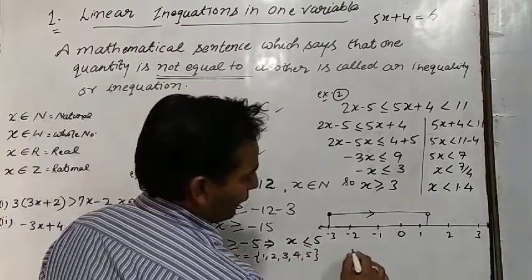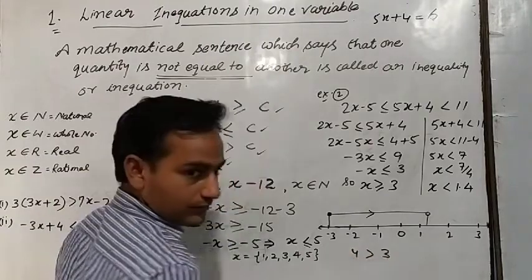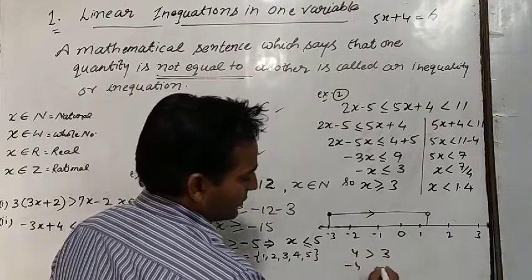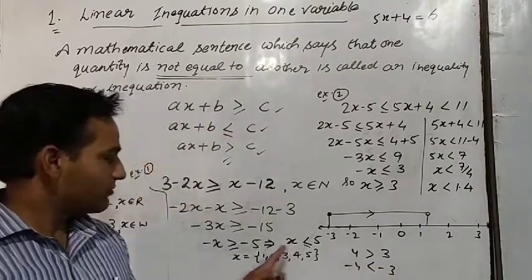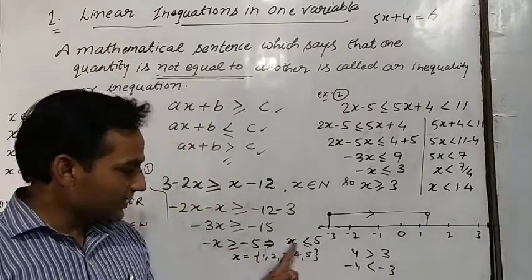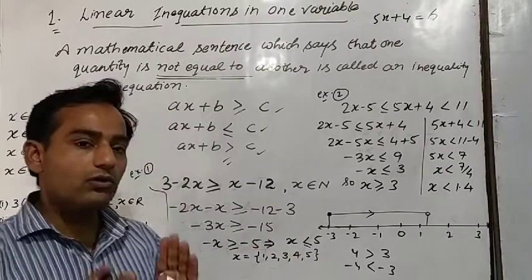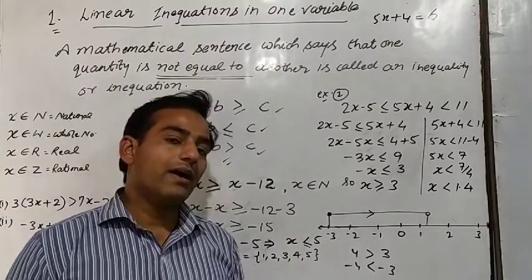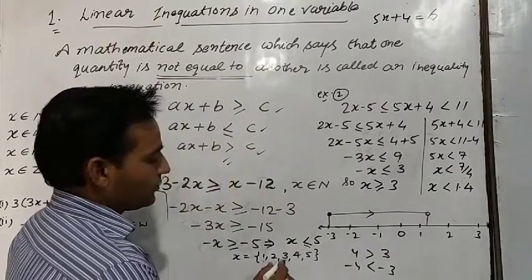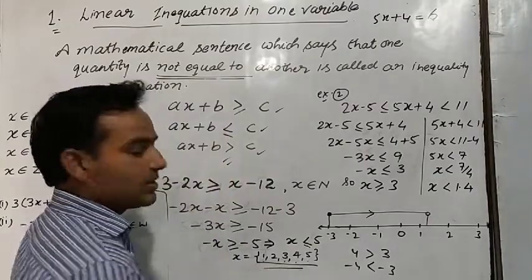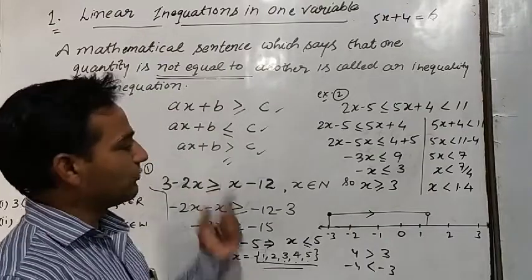Why? If 4 is greater than 3 and if we apply minus signs on both sides, then -3 will be greater than -4. So that's why we have written x is less than or equal to 5. So all those natural numbers which are less than or equal to 5 will be 1, 2, 3, 4 and 5. This will be the solution set of this inequation.